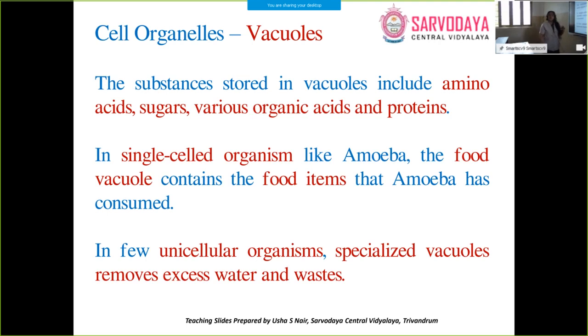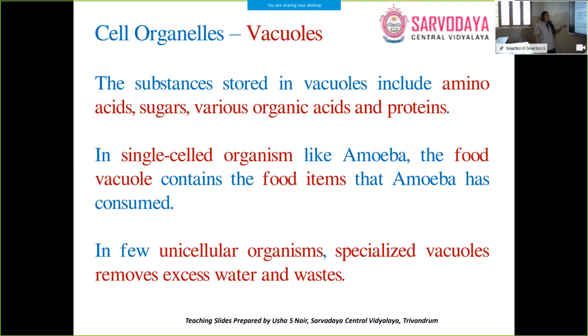Now, in unicellular organisms like amoeba, they have a food vacuole. It contains the food items that amoeba has consumed. You must understand that. In a single-celled organism like amoeba, the food vacuole contains the food items that amoeba has consumed. When it grabs its food, it makes a vacuole and it has the food items in it, which it consumes. How does it do this, with these projections called what? Pseudopodia. So it attacks its prey or gets its food.